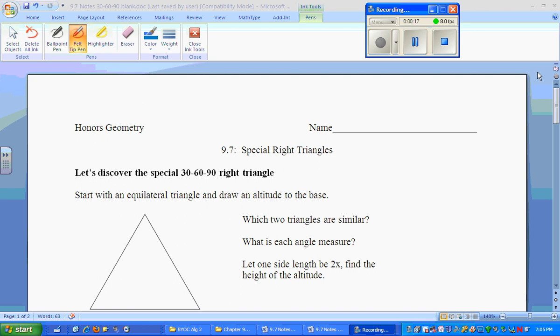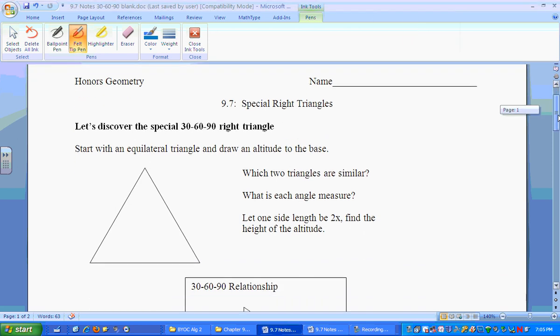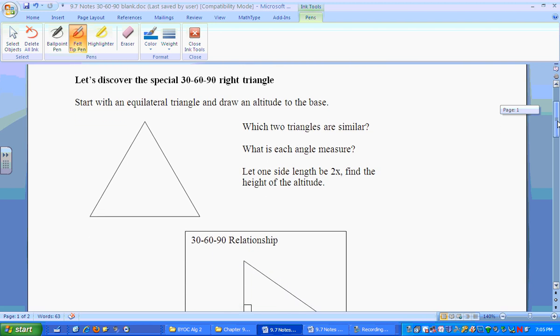So let's start with a joke. What do you have to know to get top grades in our geometry class? All the angles. Okay, moving on.